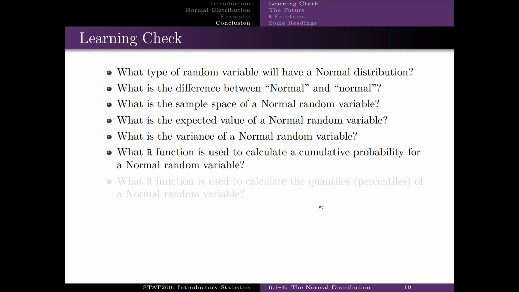What R function is used to calculate cumulative probability for normal? Yep, cumulative probability, so it starts with a P. For normal random variables, so it's pnorm. And what R function is used to calculate the quantiles? qnorm. Q for quantiles, norm for normal random variable.